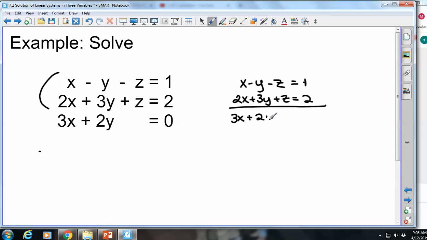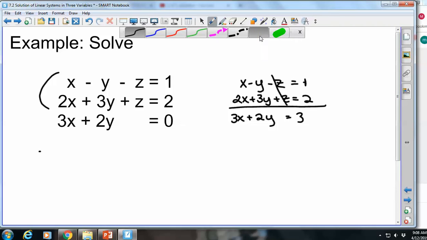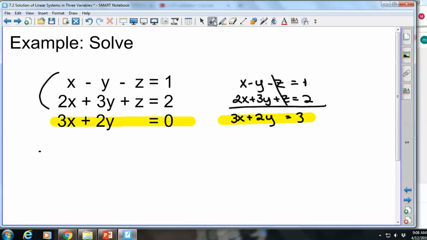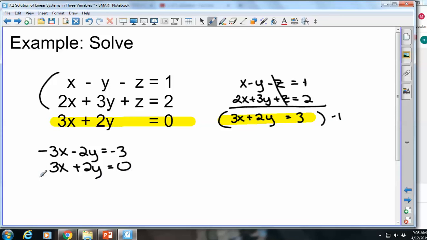When we add together, we get 3x plus 2y equals 3. Now I have to take this and this and put them together. 2 equations that both have x and y. So if I want my x to cancel, what do I need to do? Alright, so let's just take this one times negative 1. So I get negative 3x minus 2y. My x and y both cancel, so I'm left with 0 equals negative 3.